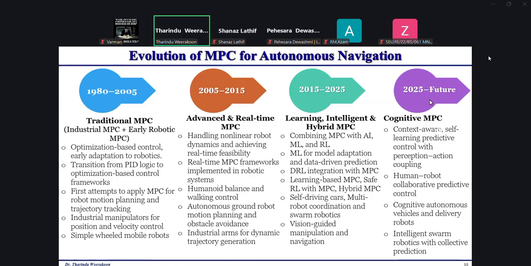Then from 2025 and beyond, again, we are expecting to have cognitive MPC, different versions of MPC, for making the robots more intelligent, more emotional, and more intellectual. So that is what we are expecting in the future in this evolution of MPC algorithms coupled with learning.